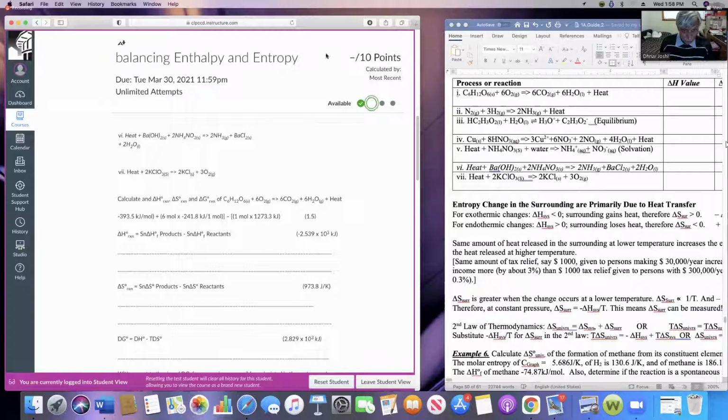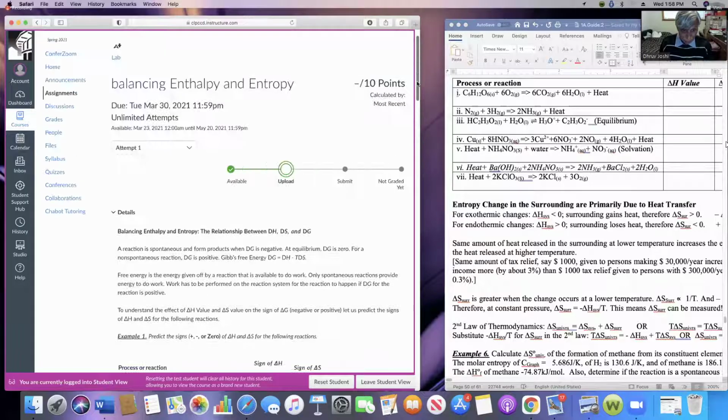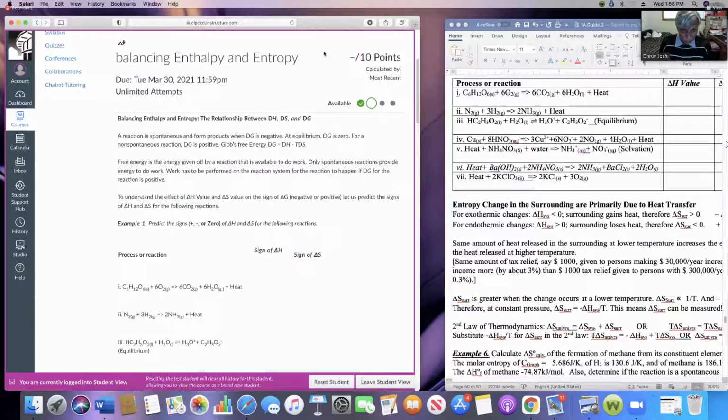Let's see, what do we have? Draw. So, yeah, if I draw that, that's what happens. Now, this business of delta G, it should be like this, of course.